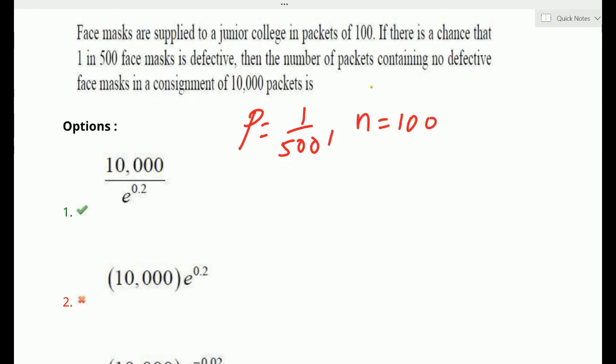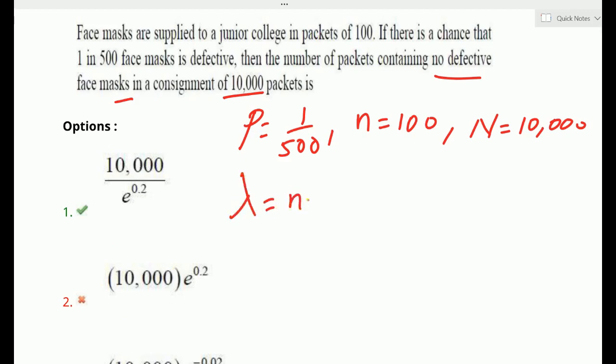Now, the number of packets containing no defective masks in a consignment of 10,000 packets. Whatever it may be, we can take 10,000 as capital N. Capital N equals 10,000. So you know P, n, and capital N. First you have to find the option. In the options, the e power form appears, that's why we can take the parameter lambda for the binomial distribution.